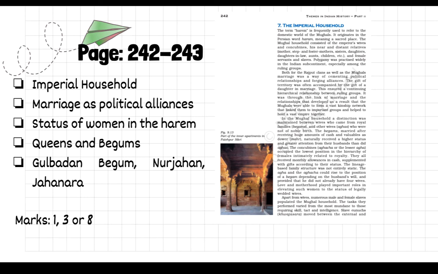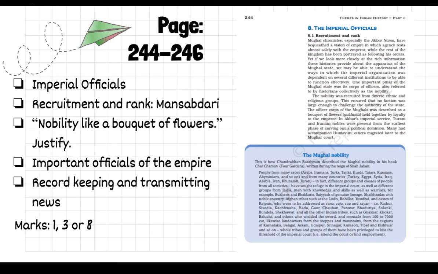And there is a special discussion on Gulbadan Begum, who wrote Humayun-Nama, and what is her perspective on Humayun. Noor Jahan as someone who actually became politically extremely active, and also Jahan Ara, who was possibly one of the richest women of her time, who actually carried on trade through her agents. From this section, you can also expect questions for 1, 3 or 8 marks.